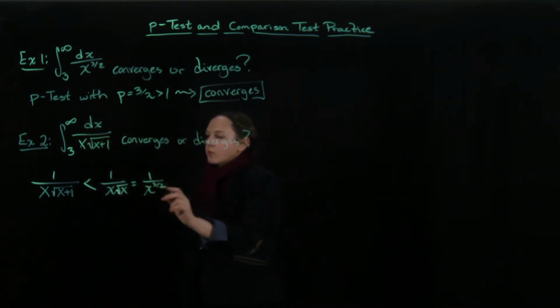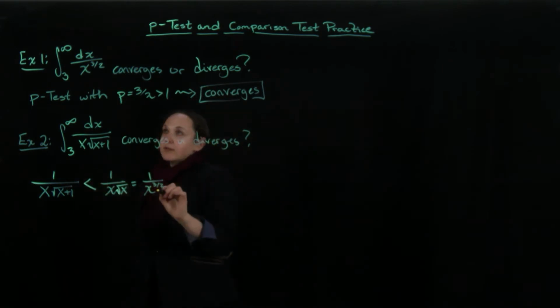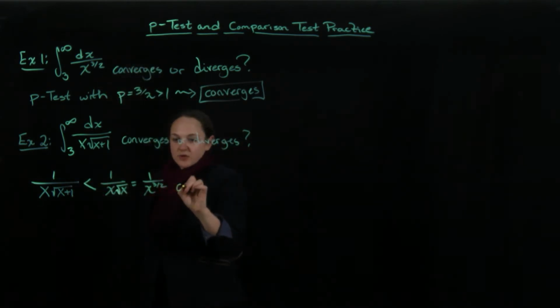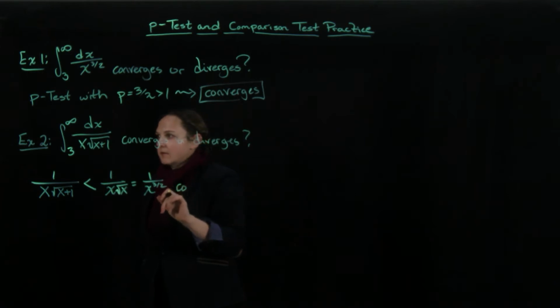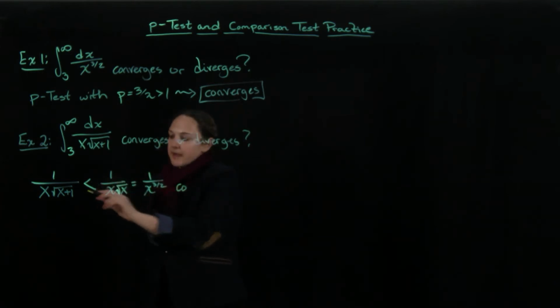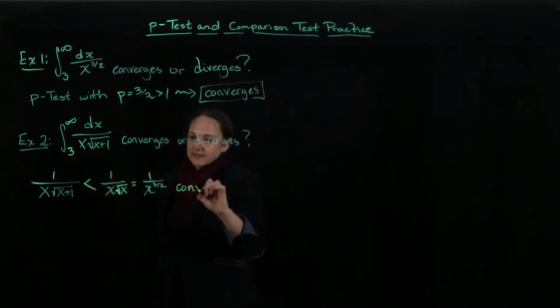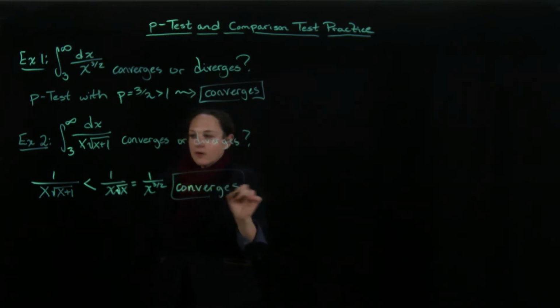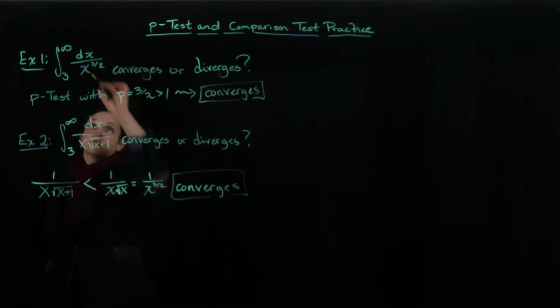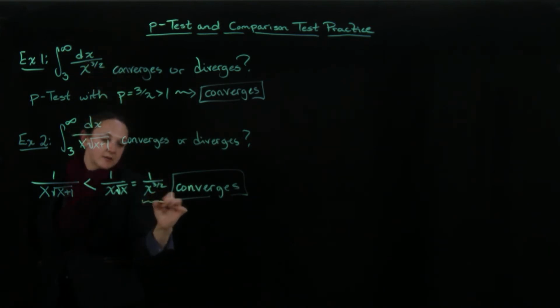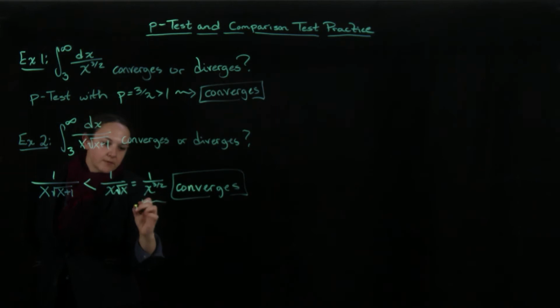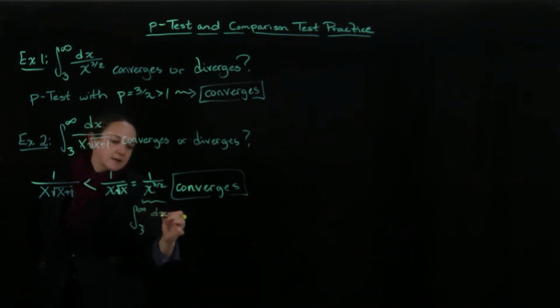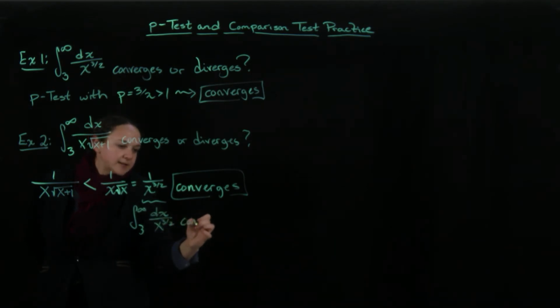So what does that give us? Well, we know that this one from up there converges. Now we can use the comparison test. So we know that the integral from 3 to infinity of dx over x to the 3 halves converges by example 1.